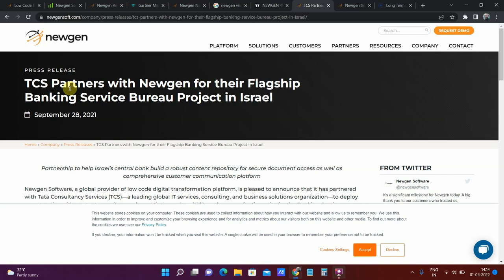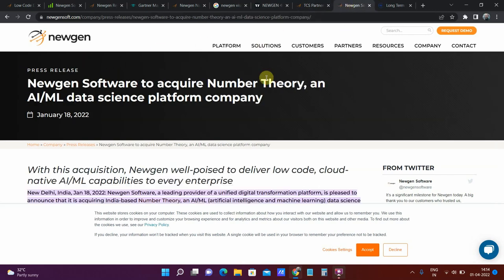So this tells you that the product that NewGen has is actually really good, right? When these big guys start collaborating with smaller players, then you know that whatever NewGen is providing is actually very good. Okay, this also gives us a confirmation that the product NewGen provides is actually very strong. Okay, very good.